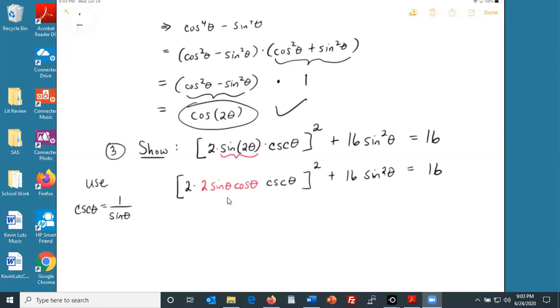Now, why am I using that? So remember that when you have something that's not a sine or a cosine, you should try to write it in terms of sine and cosine. Because right now we have sine, cosine, and cosecant in the same problem. We really want to try to reduce the number of trig terms that we have. So if it's not sine or cosine, try to put it in terms of sine or cosine. So now inside the parentheses, we have 4 sine theta cosine theta times 1 over sine, squared.